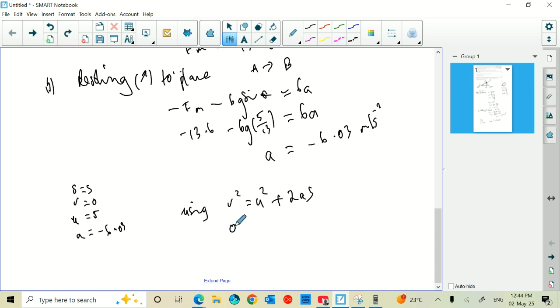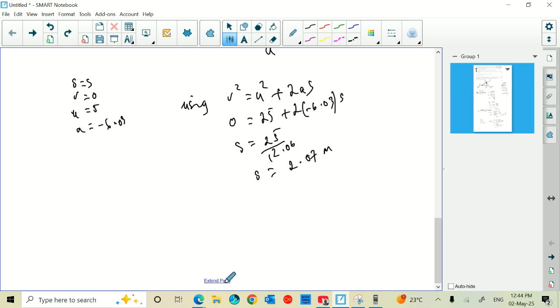So final velocity is 0. u squared is going to be 25 because it's 5 squared, plus 2 times the acceleration, which is minus 6.03, and s. And that gives you 25 over 12.06. So s will be equal to 25 over 12.06, and s will be equal to 2.07 meters. So there you have it for part B.